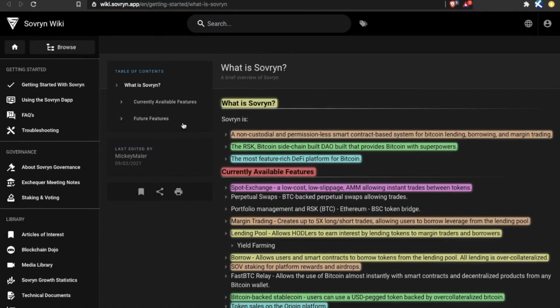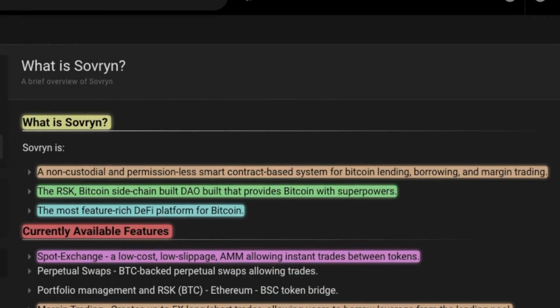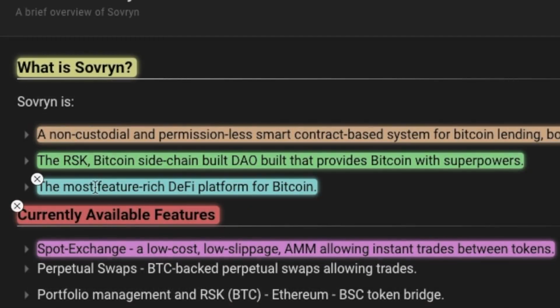The Sovryn protocol, along with sidechains, changed that. Sovryn is a non-custodial, permissionless, smart contract-based system for Bitcoin lending, borrowing, and margin trading. The Bitcoin sidechain, RSK, Rootstock, built DAO, is what allows Bitcoin to have these superpowers. It's what allows Sovryn to be the most feature-rich DeFi platform for Bitcoin.